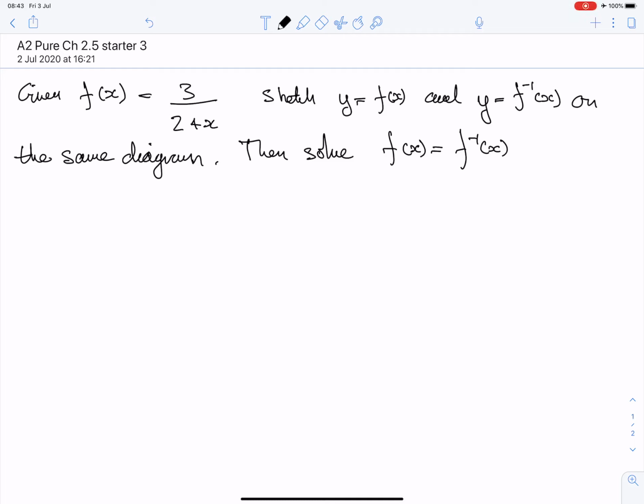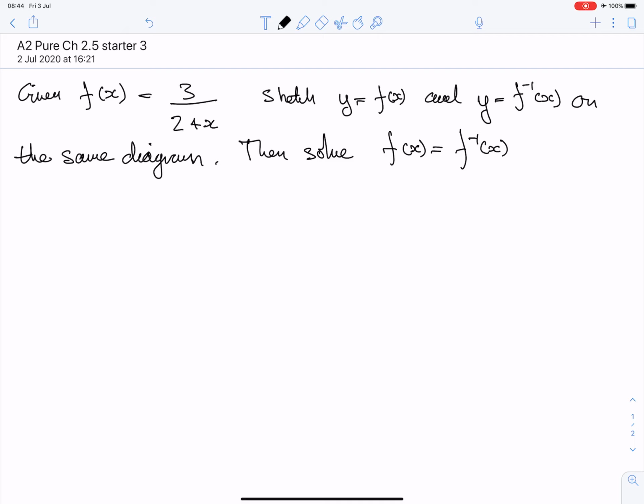Okay, A2 Pure Chapter 2.5 Starter 3. Given f of x equals 3 over 2 plus x, sketch y equals f of x and y equals f inverse of x on the same diagram. Then solve f of x equals f inverse of x. This is one of my favourite little questions on this bit of the work because it has a nice little bit of logic in it at the end.